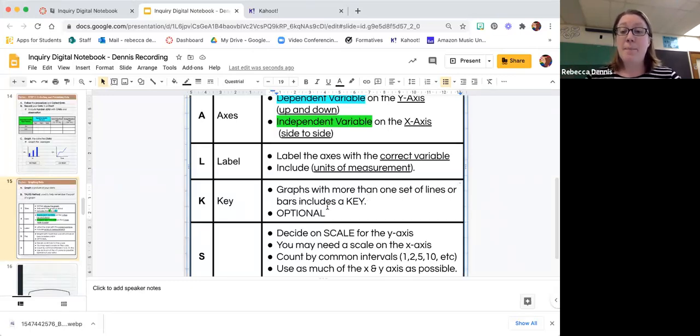If you decide to make a bar graph, but your bar graph doesn't have enough room at the bottom of the x-axis to give the labels for the different categories, then you might make a key which would have each color and it would say what those colors mean. So thick is blue, thin is green, or whatever. Okay.